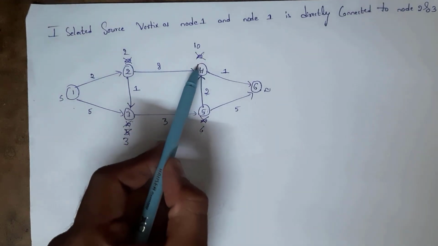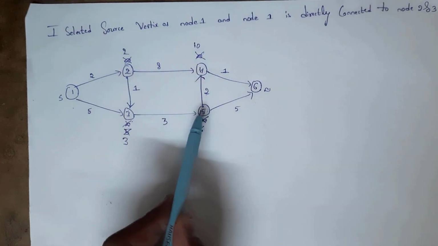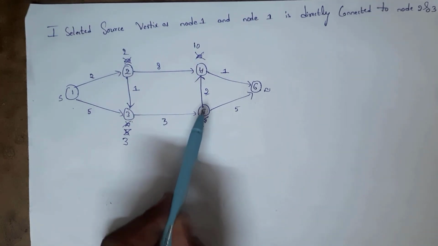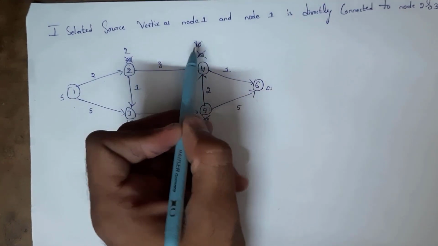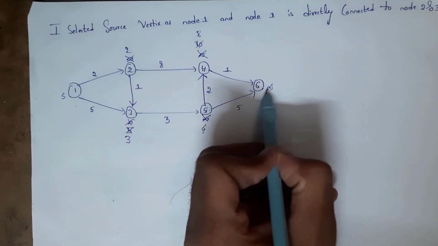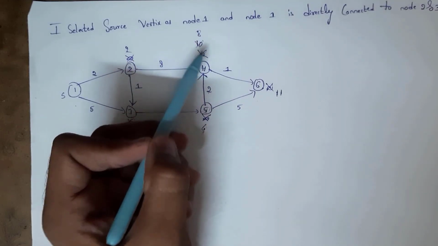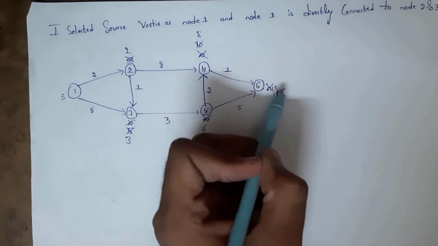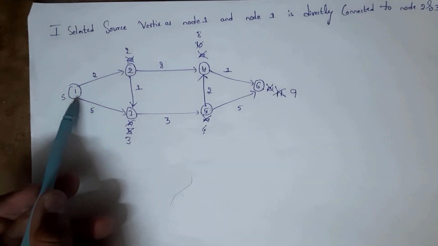I already visited this node 4. Distance of this node 4 is 10. But node 5 is connected to node 4 and node 6. So distance from this node 5 to node 4 is 6 plus 2, that is 8. So 8 is smaller than 10. So I am replacing this 10 with 8. And similarly, distance from this 5 to 6 is 6 plus 5, that is 11. So I am replacing this infinity with 11. But from this node 4 to node 6, distance is 8 plus 1, that is 9. 9 is smaller than 11. So I am replacing this 11 with 9. Now we visited all the nodes. This is shortest distance from node 1 to all other nodes.